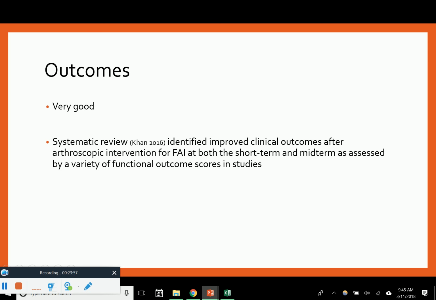Outcomes of arthroscopic hip procedures are actually very good. The patients I've seen with this procedure usually do extremely well. A systematic review by Kahn et al. identified improved clinical outcomes after arthroscopic intervention for FAI at both the short and midterm, as assessed by a variety of functional outcome scores and studies.